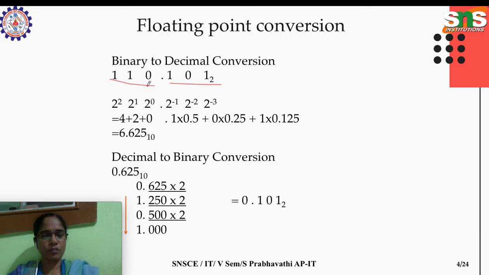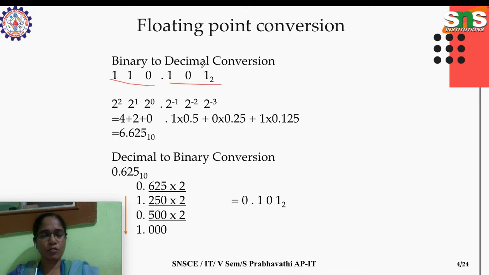Here we could convert binary to decimal in the usual normal flow. The bit positions are 2 power 0, 2 power 1, and 2 power 2. So that's nothing but 4 plus 2 plus 0. 0 into 2 power 0 is 0. 1 into 2 power 1 is 2. 1 into 2 power 2 is 4. So totally this value is 6.